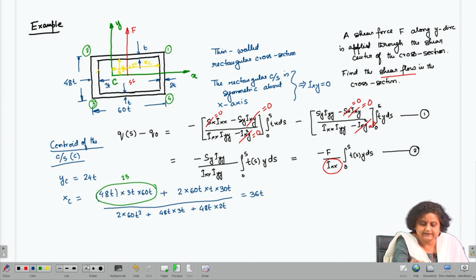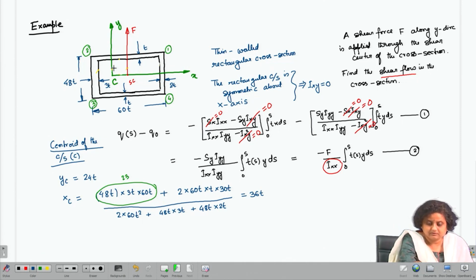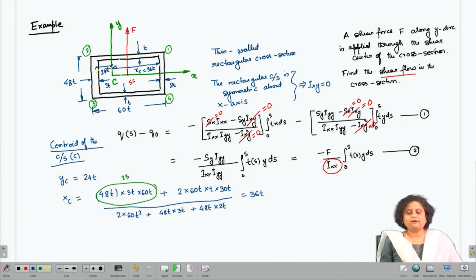So, let me just clearly mention this. This is looking a bit cluttered. So, I have found out this is my x c, which is 36 t, and this is the remaining portion, which is 24 t. So, we have found out the location of x c.